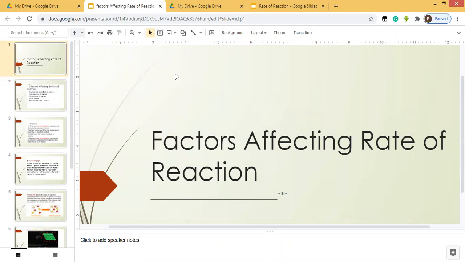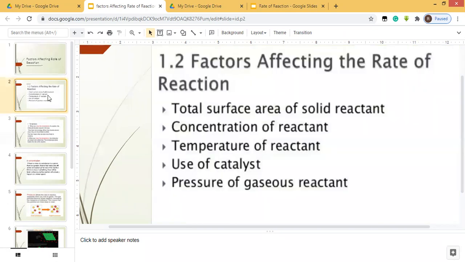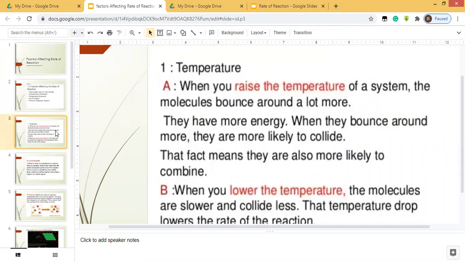Now let's discuss the factors affecting the rate of reactions. There are many factors like total surface area of the solid reactant, concentration, temperature, use of a catalyst, pressure of the gaseous reactant, and light. These are some factors which affect the rate of a chemical reaction. So first let us discuss temperature.